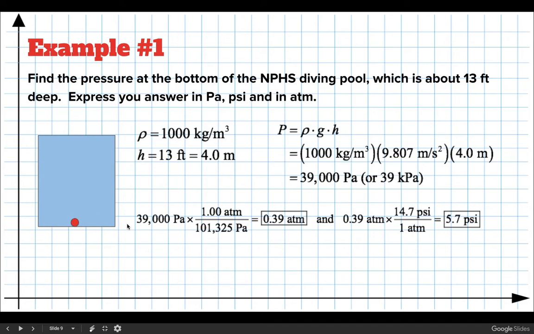A quick note, we call this 39 kilopascals the gauge pressure. It's the pressure due to the water. If you're doing a chemistry experiment down there, though, you would need the absolute pressure. And the absolute pressure down here would be the pressure at the top of the pool, which is the atmosphere, plus the pressure that's due to the water, the extra pressure. So in that case, the absolute pressure would be 1.39 atmospheres. There's 1 atmosphere of pressure due to our atmosphere, plus an extra 0.39 atmospheres due to the water. So the absolute pressure at the bottom is 1.39.